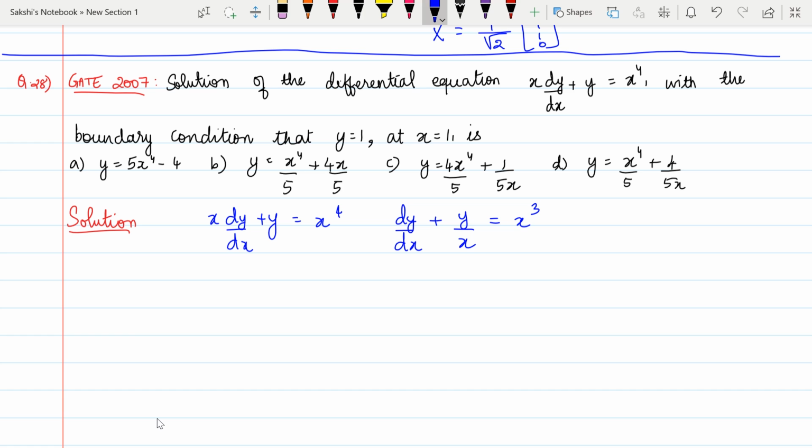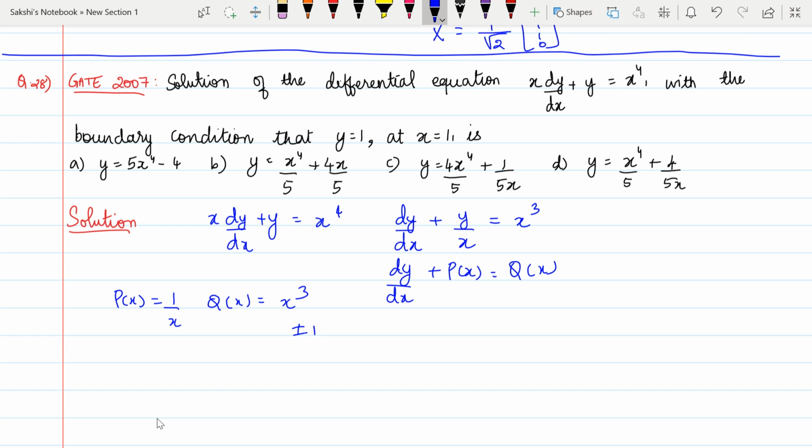And this will be a first order differential equation. You have to check the order first. So this is a first order differential equation, so we are going to use the integrating factor. This is of the form dy by dx plus p of x times y is equal to q of x. So my p of x here is 1 by x and q of x is x cube.